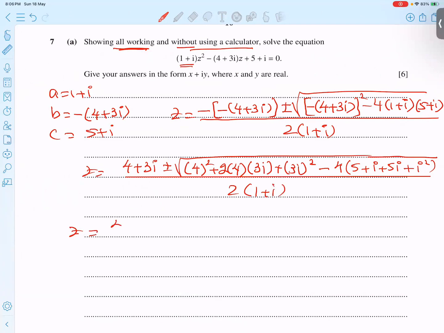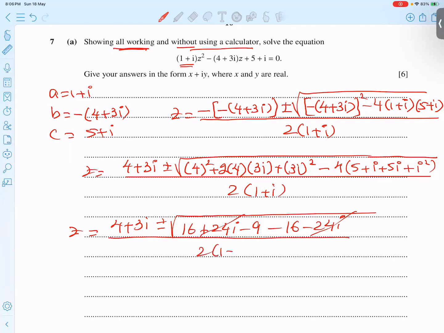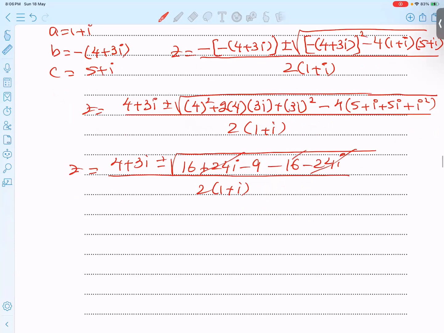Now students, further 4 plus 3 iota. So what do I get finally inside it? 16. 2 fours are 8, 3 eights are 24 iota. And iota square is negative, and I got negative 9 from here. Here I got negative 1 and 5, so I got a 4, and 4 fours are 16. And here I got a 6, and 6 fours are 24 iota. The 24 iota cancel out, and then the 16 cancels as well.